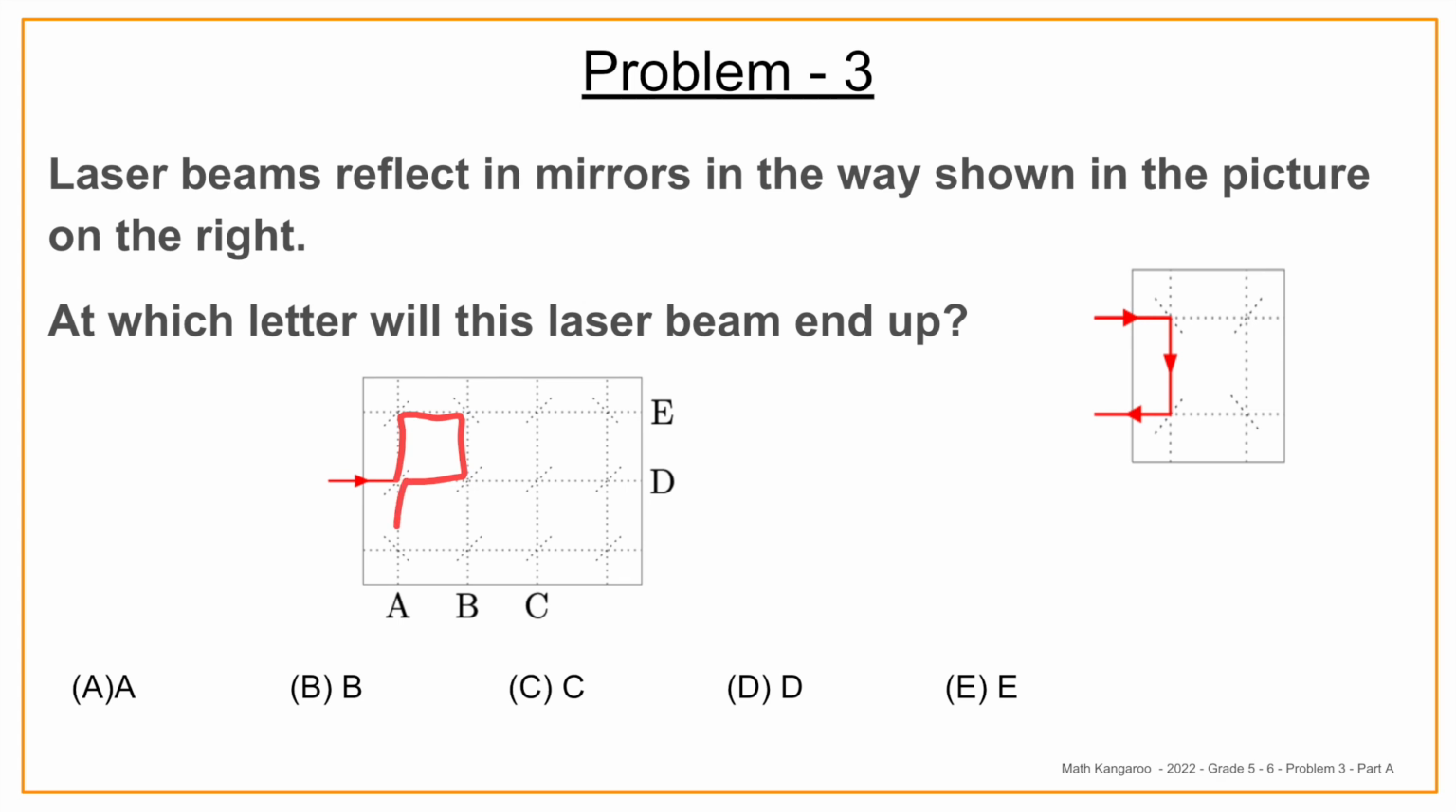So it reflects from here, it reflects from this mirror, goes to the right, reflects downwards, reflects left, comes down, reflects towards the right, reflects upward, reflects right, upward, right, down, reflects left, comes down, reflects left, and it comes out of B. So B is our answer.